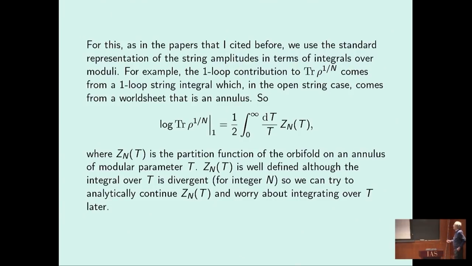So these string amplitudes are integrals over moduli. So for instance, the one-loop correction to trace rho to the 1 over n comes from a one-loop integral, which in the open string case comes from a worldsheet that's an annulus. And the formula would be this one, where Zn of t is the partition function of an annulus whose modular parameter is t. Now, for the orbifold, Zn of t is well defined, although the integral over t is divergent when n is an integer. So you can try to analytically continue Zn of t and then integrate over t later.